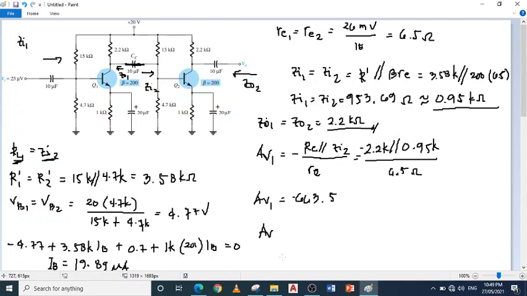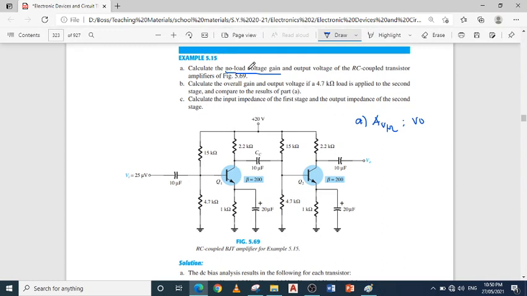And AV2, since walang load pala nakalagay, so maglagay na lang tayo. Okay? So, we have negative RC over RE also. So, I have negative 2.2K divided by 6.5. So, 2.2K divided by 6.5. So, we have negative 338.46. And then, the question is the no load voltage gain for the system. So, meaning the whole system, hindi yung individual load ng each transistor.